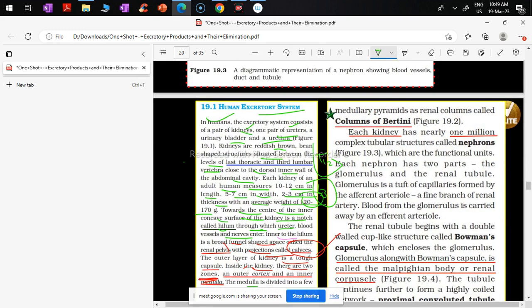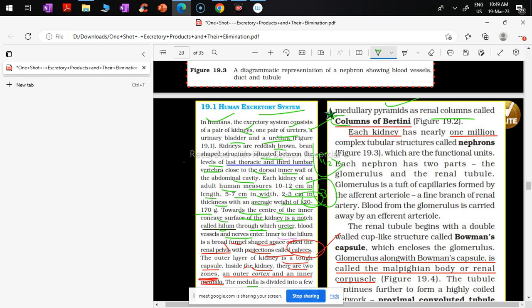Between the medullary pyramids there is a renal column, and there is a special name given to those columns that we discussed in the diagram. Between the medullary pyramids there are the renal columns, which are called the columns of Bertini.